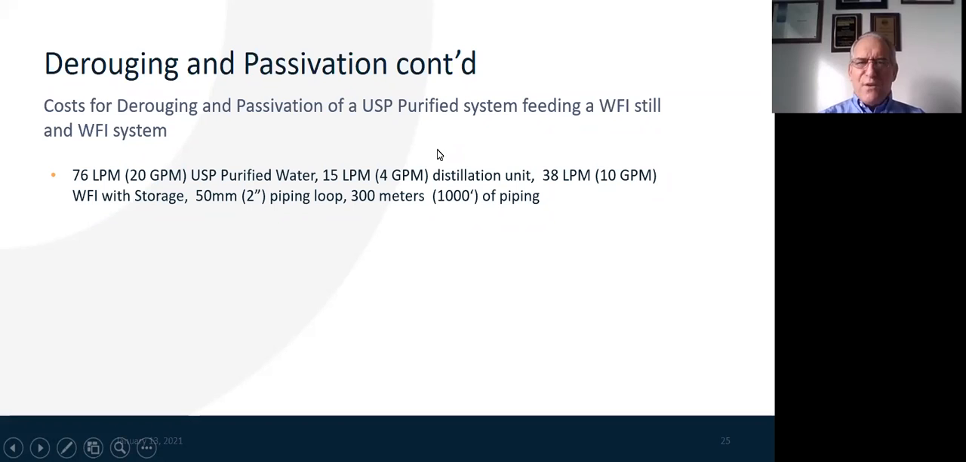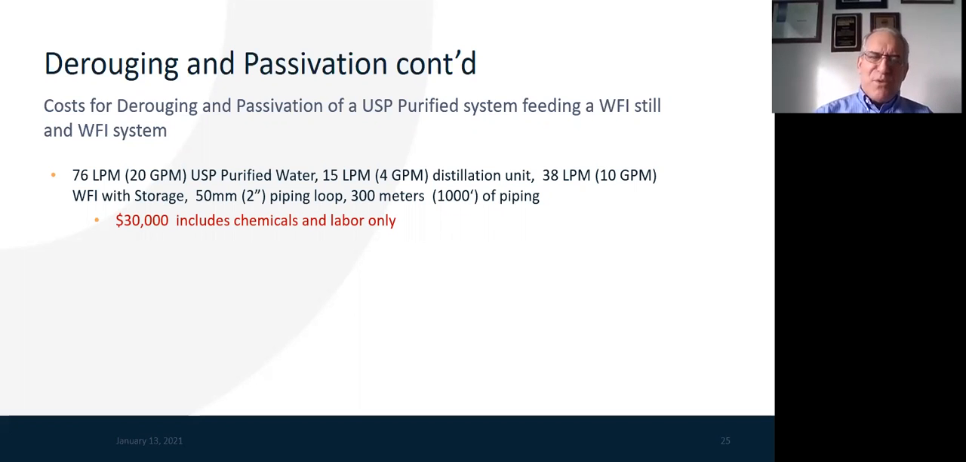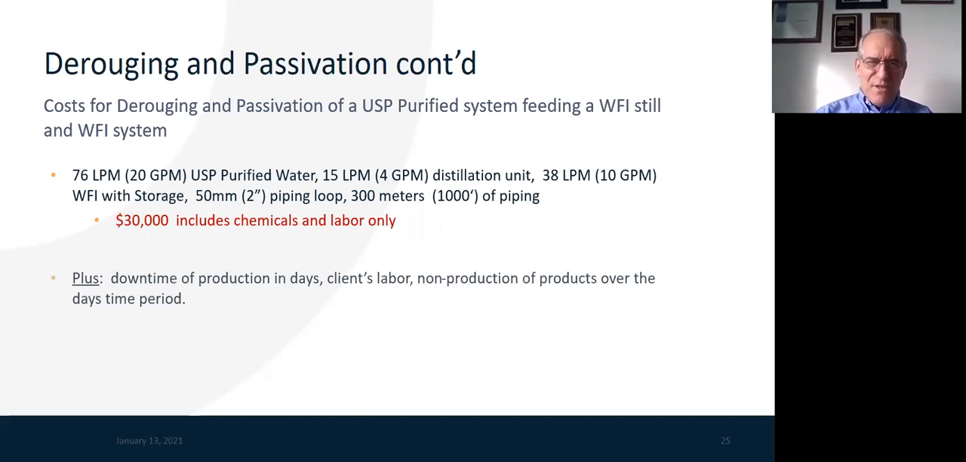running into a 4-gallon or 15-liter per minute distillation unit, which is a small multi-effect distillation unit, running into a 38-liter per minute or 10-gallon per minute WFI storage and distribution, running with 2-inch piping, about 300 meters or 1,000 feet of piping through the distribution system and returning back over to that storage unit. Even this very small system, though, in chemical costs and labor alone to do the administration for derouging and passivation will cost at least $30,000.